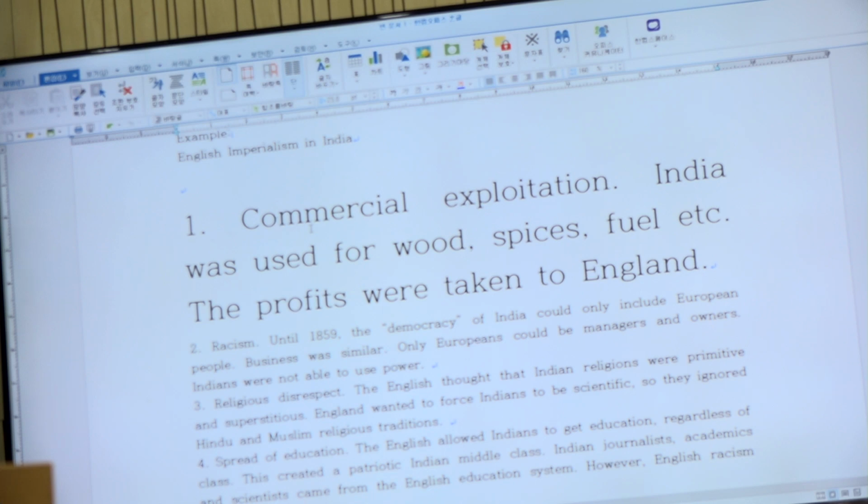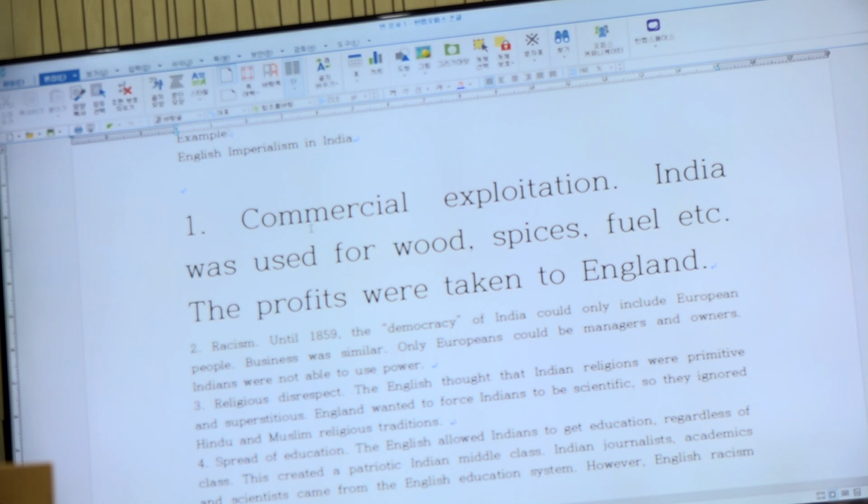So, the English, especially at the beginning of the empire, they saw India as a source of wood, spices, fuel, money. So, the English treated India as a way to make profit. Okay, this is definitely true. And the profits, so the Indian economy, when it made profit, that profit mostly went to England. So this is not very fair. Okay, and this is the first problem.